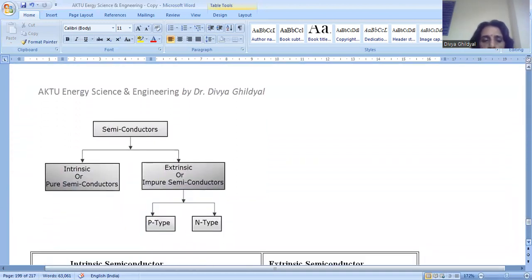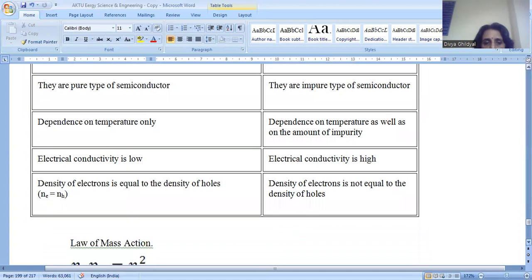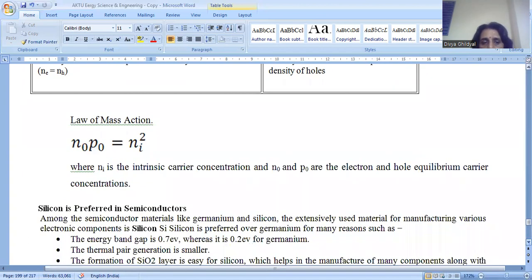Semiconductors are of two types, intrinsic or the pure ones, extrinsic or the impure ones, which consist of p-type and n-type. Intrinsic, extrinsic, main differences are intrinsic are pure, extrinsic are impure. Intrinsic depend on temperature only, extrinsic depend on temperature as well as amount of impurity. Intrinsic electrical conductivity is low, extrinsic electrical conductivity is high. Law of mass action, N into P equal to Ni square, where Ni is the intrinsic carrier concentration, N0 and P0 are the electron and hole equilibrium carrier concentration.